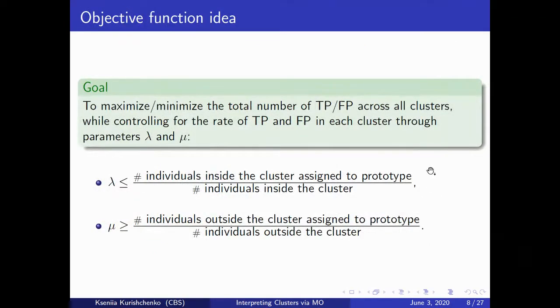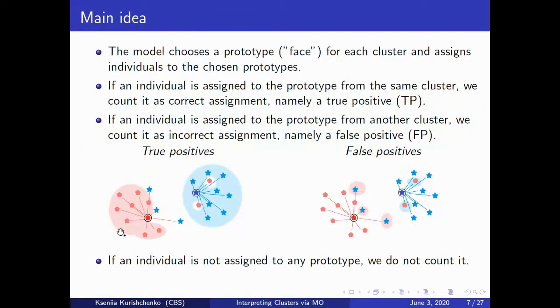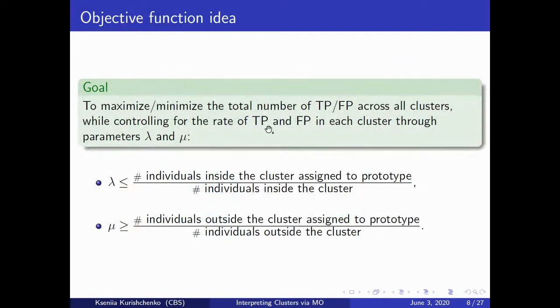Okay, so the objective function idea is to maximize total true positives and minimize total false positives across all clusters. So we want to maximize this and this, and minimize this and this, while controlling for the rate of true positives and false positives in each cluster through parameters lambda and mu. And this is our normalized true positive, and this is our normalized false positives.